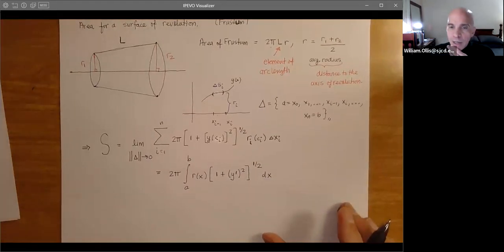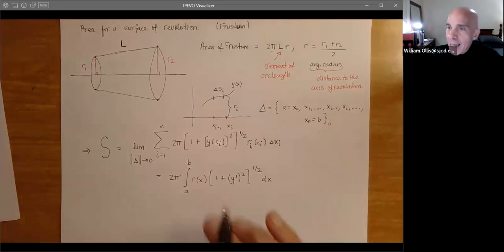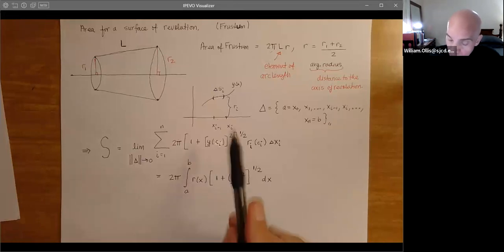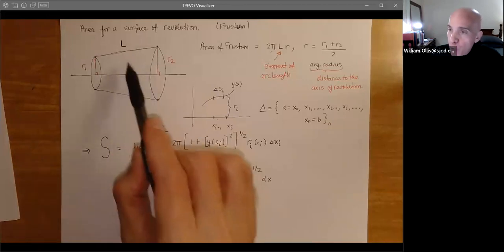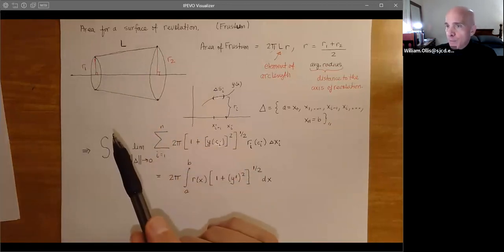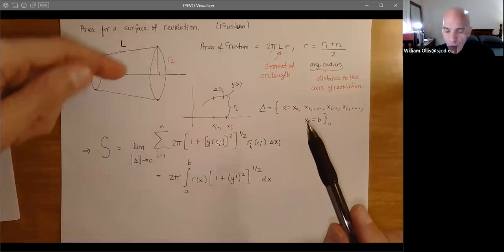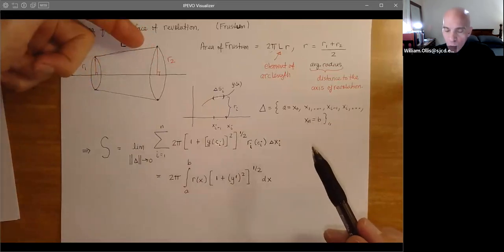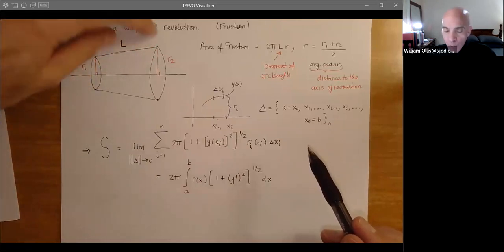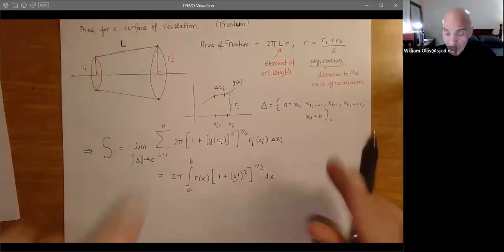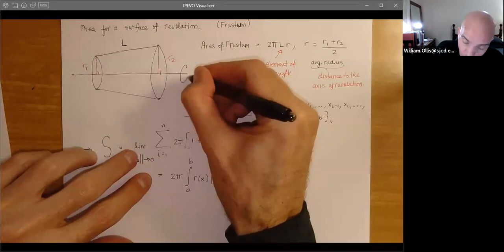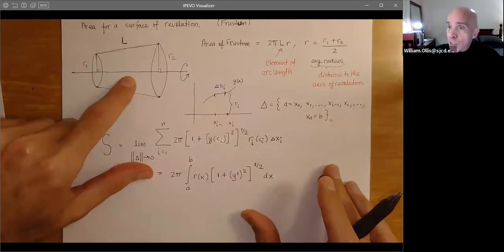So the idea here is that we can actually get a formula for the area of the surface of revolution using the arc length with the frustum as the geometric foundation. So we think we can create a frustum by revolving this particular curve about this axis. So when we revolve, we generate the frustum.